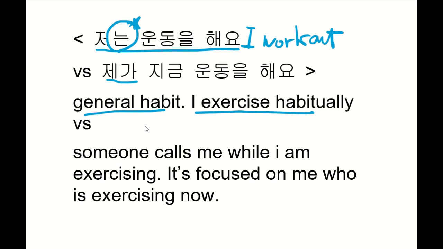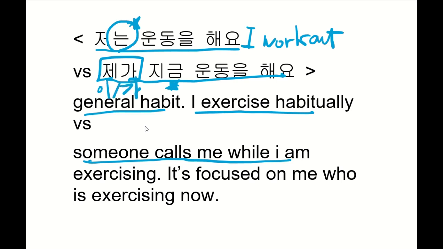And someone calls me. So second one, 제가 지금 운동을 해요. So imagine the situation. Someone calls me while I'm exercising, and I want to say I'm gonna call you back because I'm busy exercising now. So I can say 제가 지금 운동을 해요. So I'll call you back later. We are interested in me, who is exercising now, not my general habit or anything. So that's why we use 이가, the subject marking particle here. Okay.